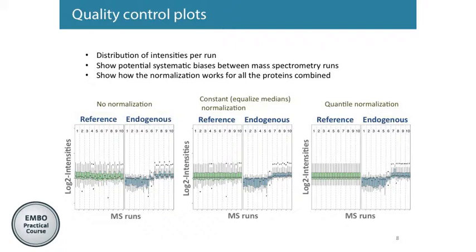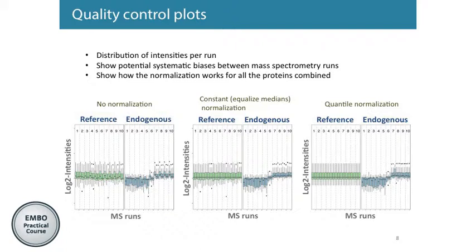For example, how to read this one: here is the MS run, and here is the log2 intensity. Here is the reference panel, and here is the endogenous panel. If you have a label-free experiment, you don't have this reference panel; you have only this endogenous panel. And then you can see the conditions, number 1 to 10. If you have healthy and disease, probably you have a healthy panel and then a disease panel. And this is what we call a box plot.